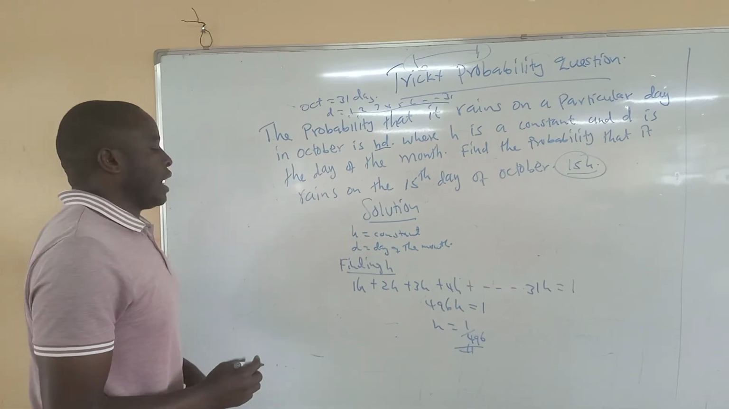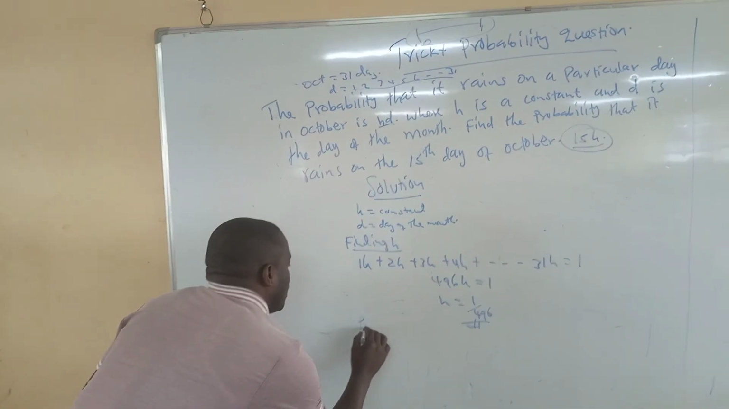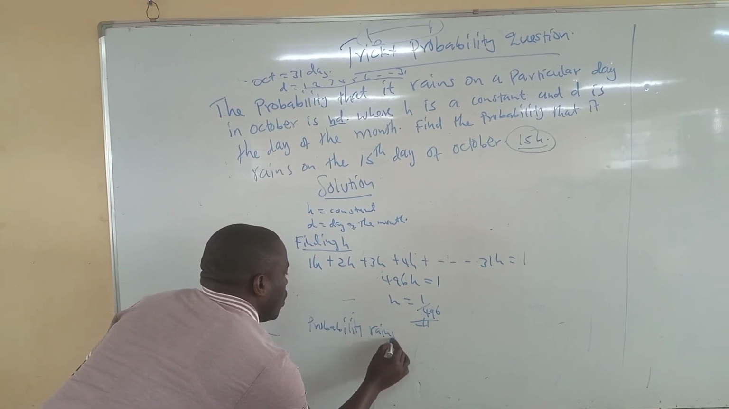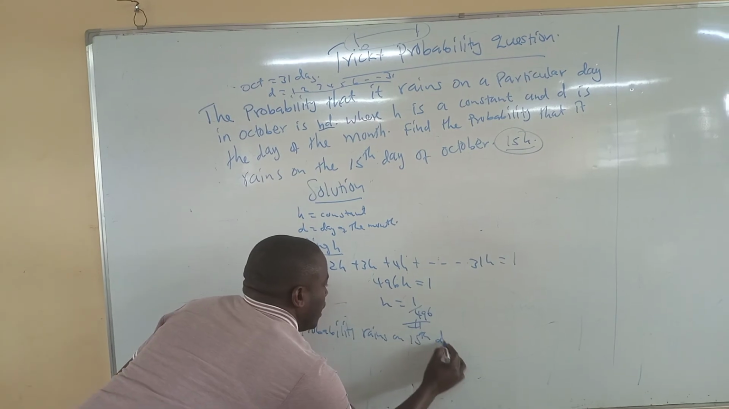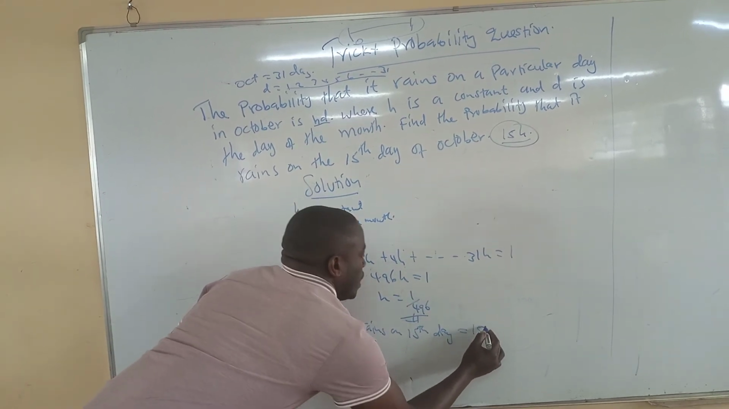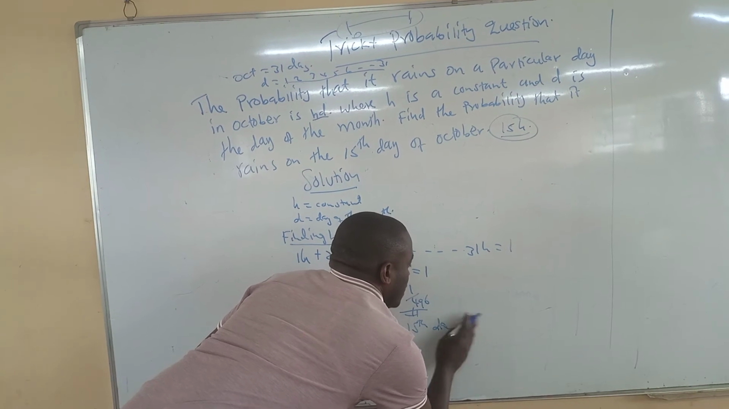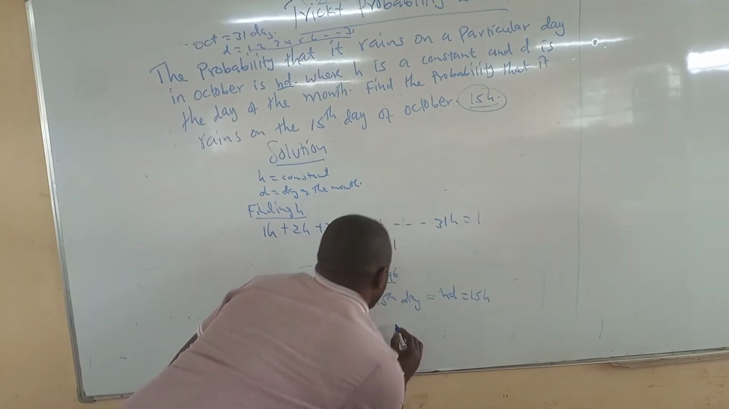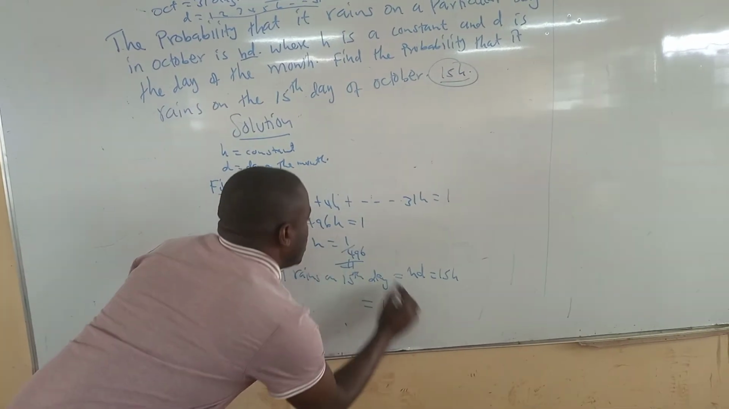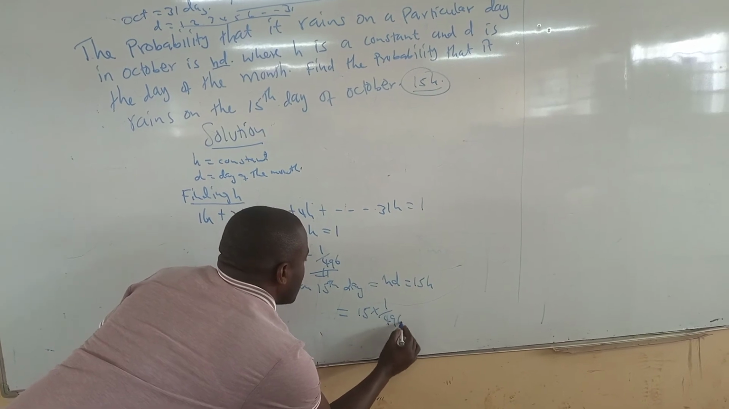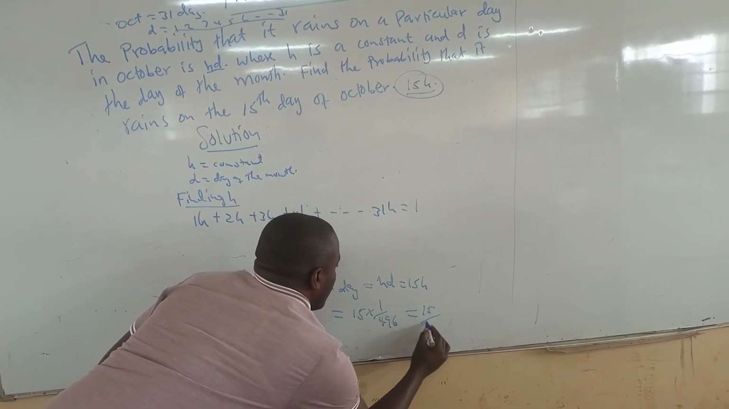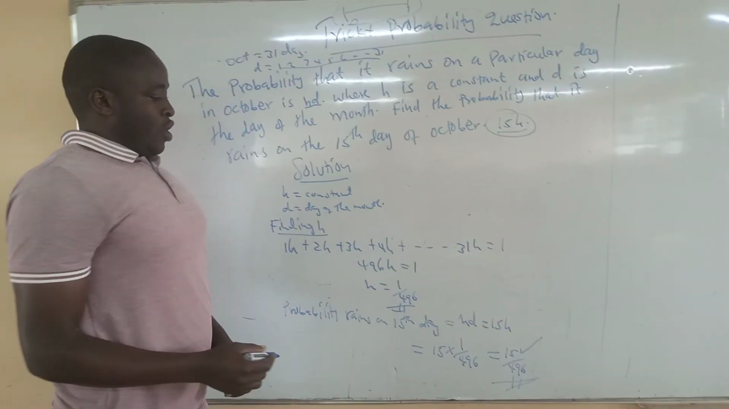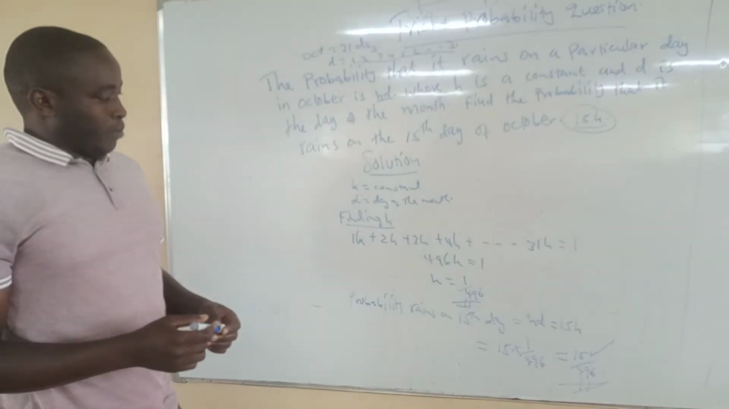So the probability that it rains on the 15th day will be equal to 15H. That is HD, which is equal to 15 times H, which is 1 over 496. So the probability equals 15 over 496. That is the probability that it rains on the 15th day of the month.